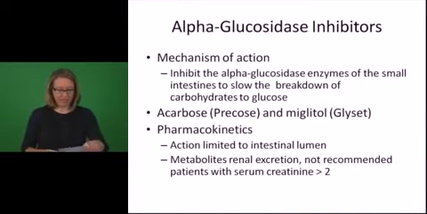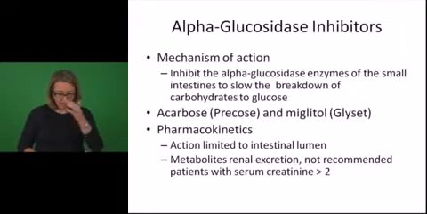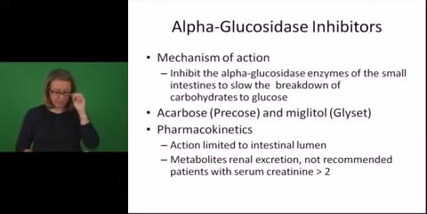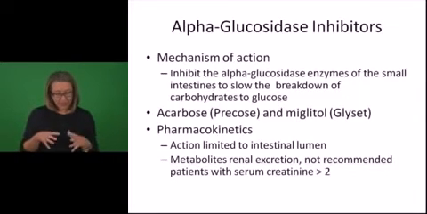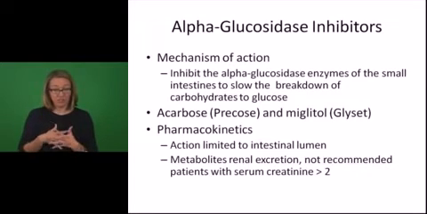The next class are the alpha-glucosidase inhibitors. And they inhibit alpha-glucosidase enzyme of the small intestine to slow the breakdown of carbohydrates to glucose. The 2 alpha-glucosidase inhibitors are acarbose and miglitol. Their action is limited to the intestinal lumen. Their metabolites are excreted in the kidneys, and it's not recommended for patients with a high serum creatinine, which is defined as equal to or greater than 2.